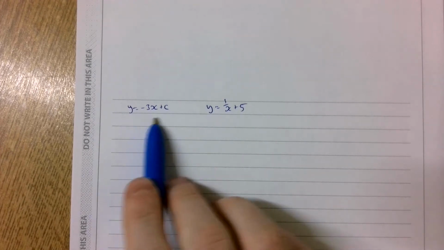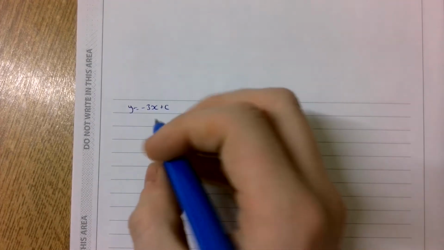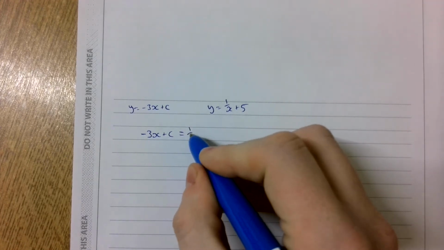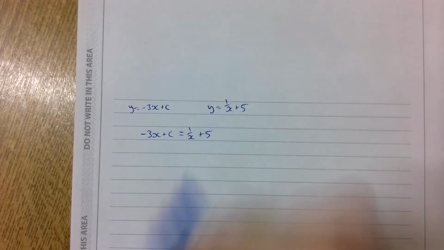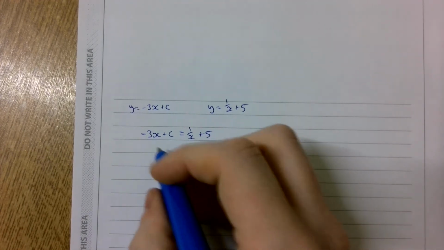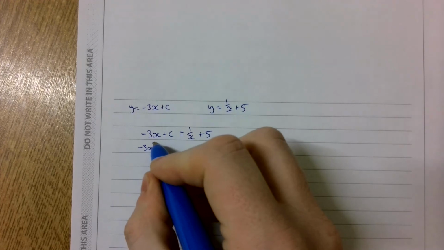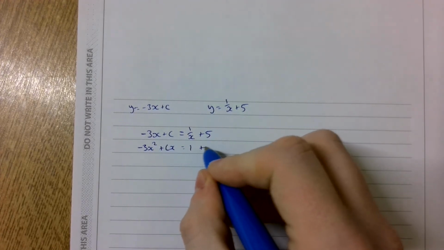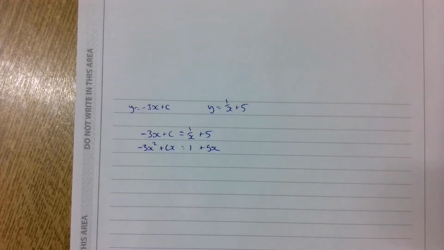So what we're going to do is equate these two. If they're equal, they intersect. So let's put these equal to each other: 1 over x plus 5. I'm going to times it through by that x, just to make it a bit nicer, and then write that out. So minus 3x squared plus cx equals 1 plus 5x.